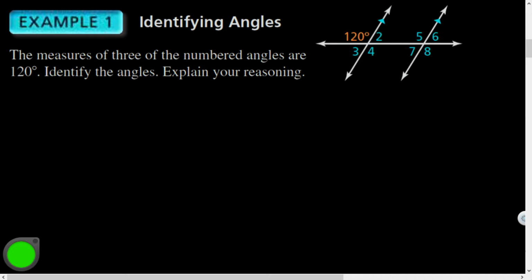It says the measures of three numbered angles are 120 degrees. Identify the angles. So if this is 120, who else is 120? And could you give me an explanation for it? Draw a card. Ryan, you're saying angle 5. Why is angle 5?